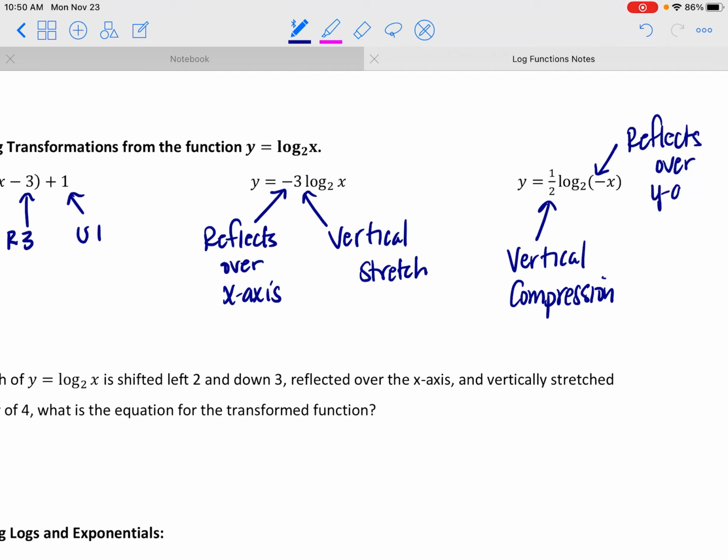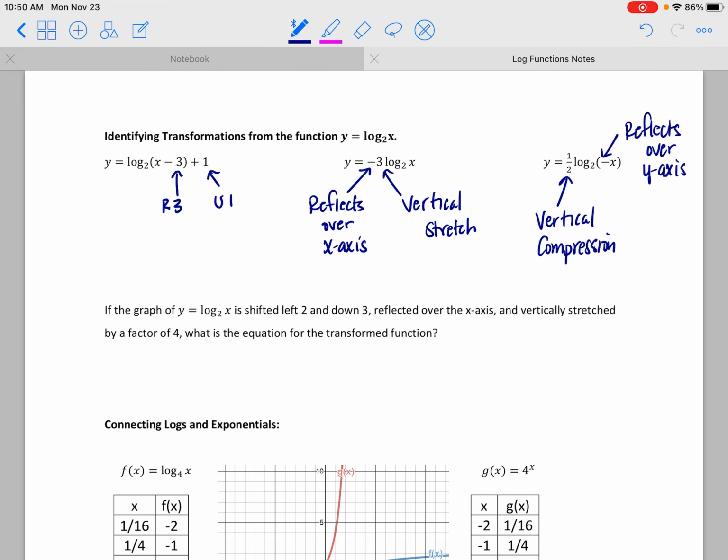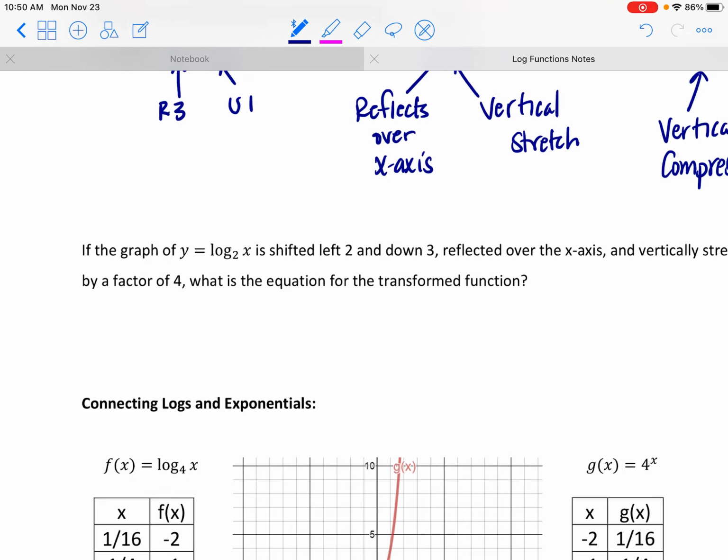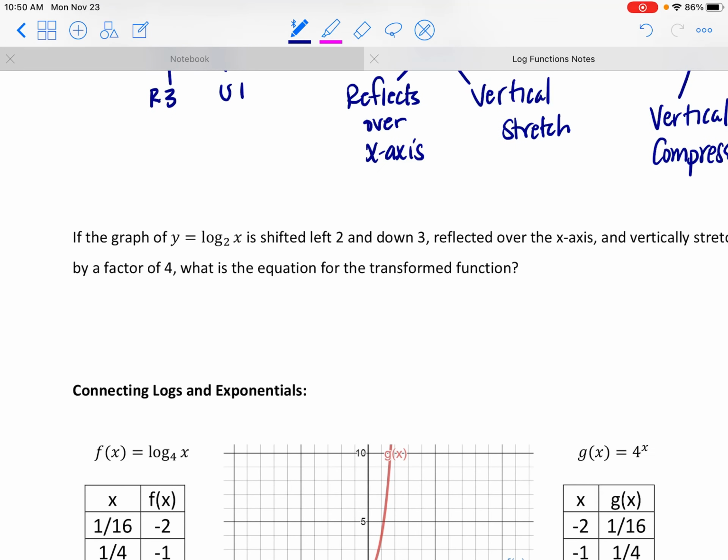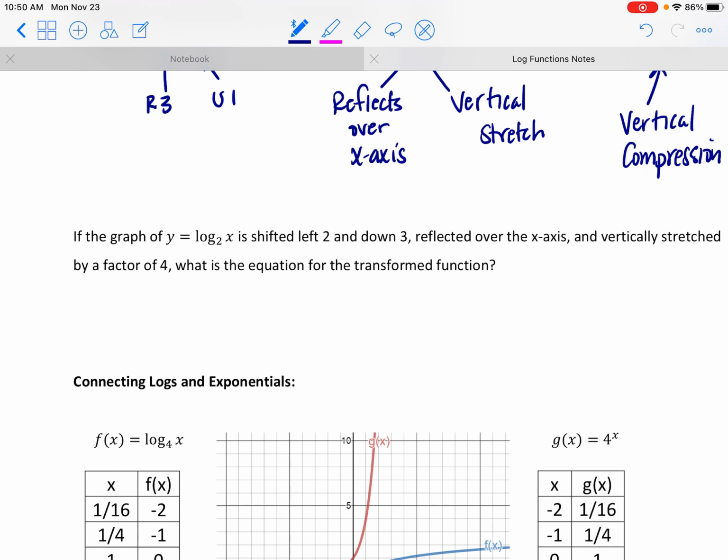So all the same transformations that we've seen in the past still apply here. If we were looking again at y equals log base 2 of x as our parent, and we wanted to shift it left 2, down 3, reflect it over the x-axis, and vertically stretch it by a factor of 4, what would the transformed function look like?